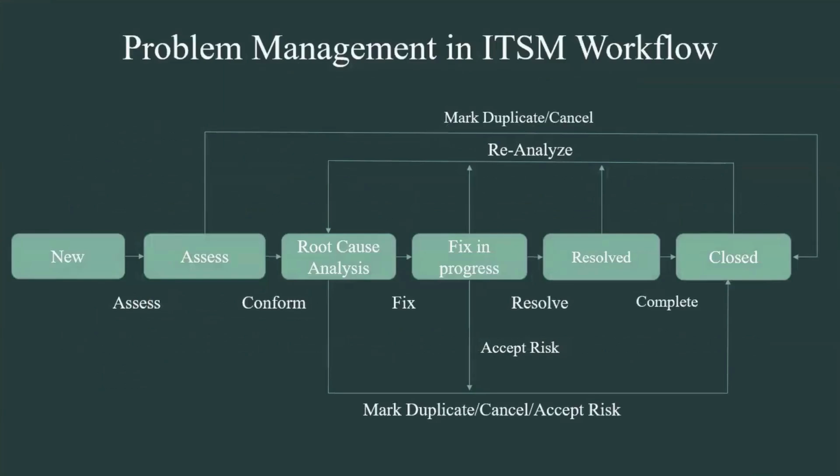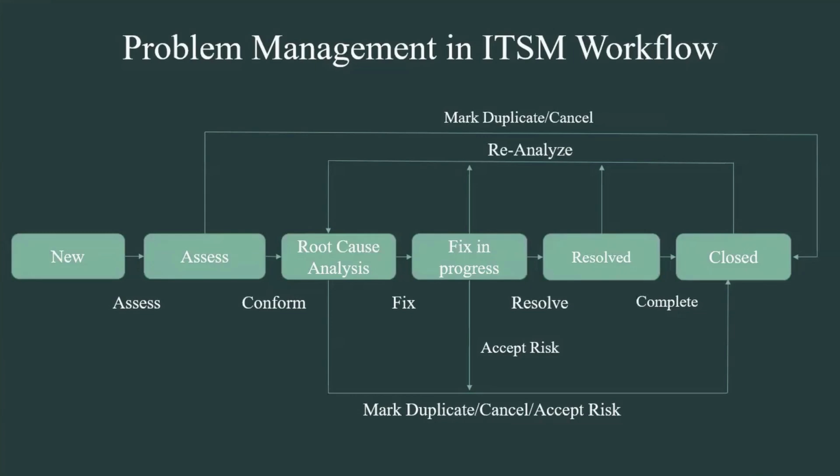First, we have the new state, where a problem is created, usually when multiple incidents are reported for the same issue. Next is assess. Here, the team checks the impact and priority of the problem. They decide whether it needs further investigation. After that comes root cause analysis, also called RCA. That is a very important stage where the team finds the actual reason behind the issue.